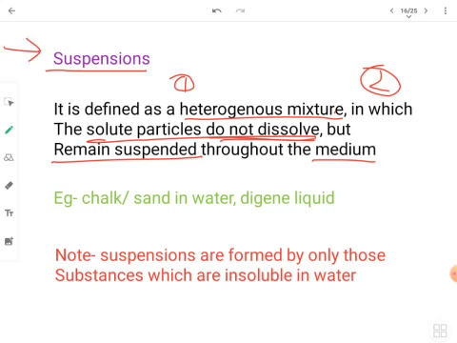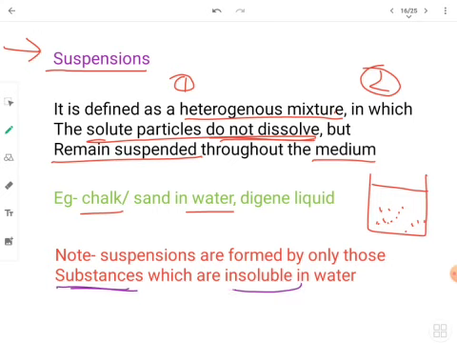For example, chalk or sand in water. If you add chalk powder in water, you will see that the chalk will not dissolve in water, and secondly it will just remain floating here and there. So that is an example of a suspension. And one thing to note here, a good point to find out whether it is a suspension or not, is that suspensions can be formed only by those substances which are insoluble in water. So this is a key point for you.